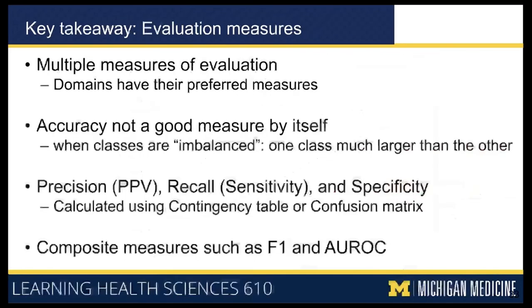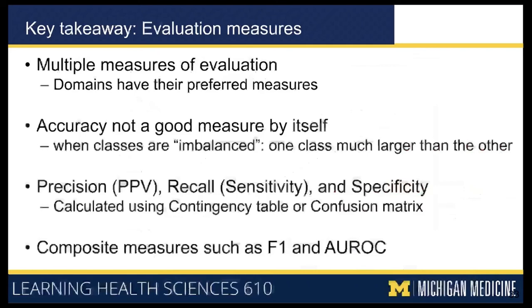Okay, to summarize, the key takeaway from these evaluation measures is that you could have multiple measures of evaluation, and domains have their own preferred measures. Accuracy by itself is not a good measure, especially when the classes are imbalanced, that means one class is larger than the other, because it doesn't tell you what kind of mistakes it is making. The precision, recall, and F1 measure, and specificity and sensitivity are typically better measures, but they come in pairs. So precision and recall come together, or specificity and sensitivity come together, right? They can be calculated using a contingency table.